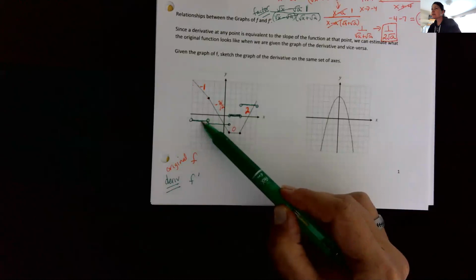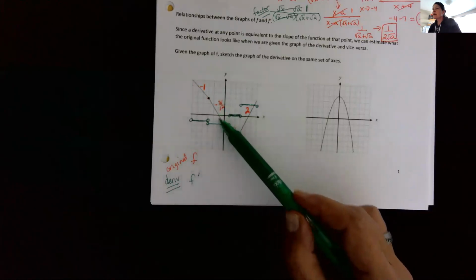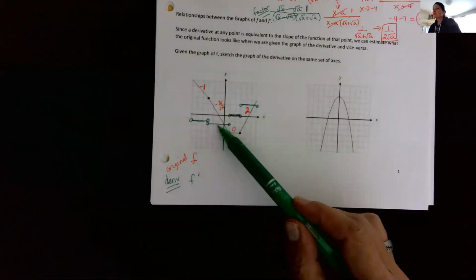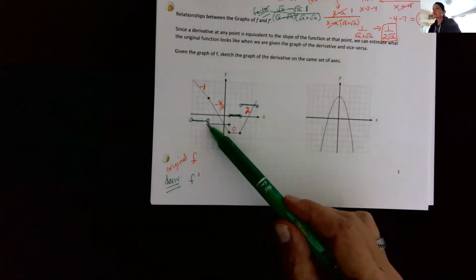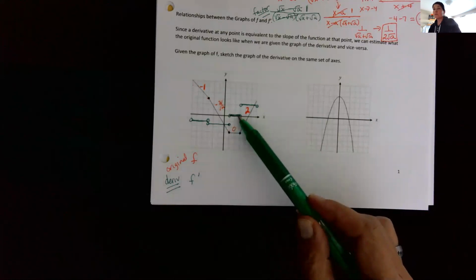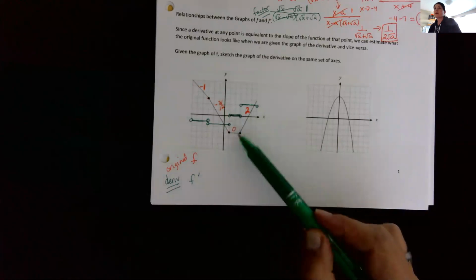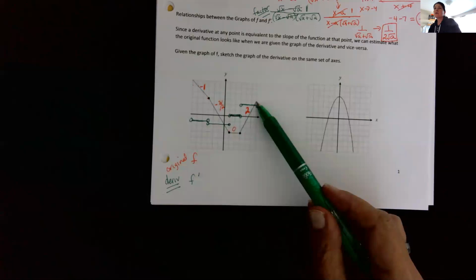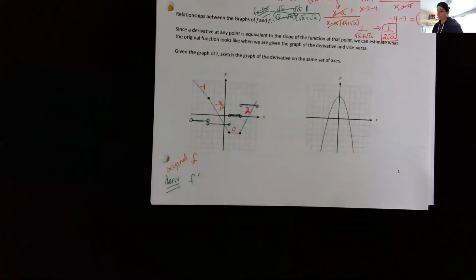Let's use the next line segment. Again, f is still decreasing here. Derivative in the negative area. F is not doing anything, staying constant, right? 0. Where's the derivative? At 0. Original function, or f, is increasing. Where is the derivative? Positive area.